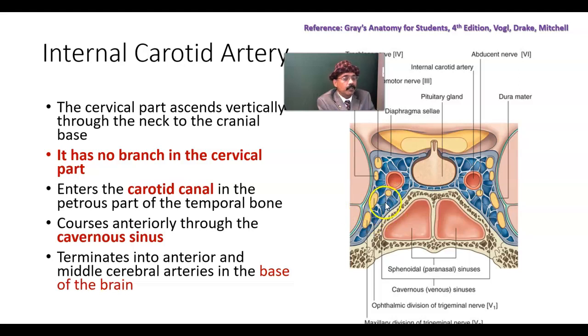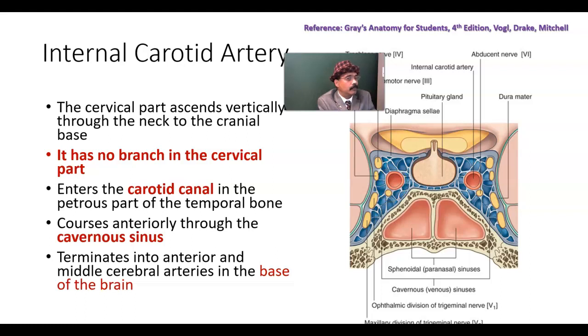It passes through the petrous part of the temporal bone, then it enters the cavernous sinus, then it comes out of the cavernous sinus. The cavernous sinus is present at the side of the body of the sphenoid bone. This is the sphenoid bone. This is the pituitary fossa. The internal carotid artery passing through the cavernous sinus comes out at the base of the brain and divides into the anterior and middle cerebral arteries.